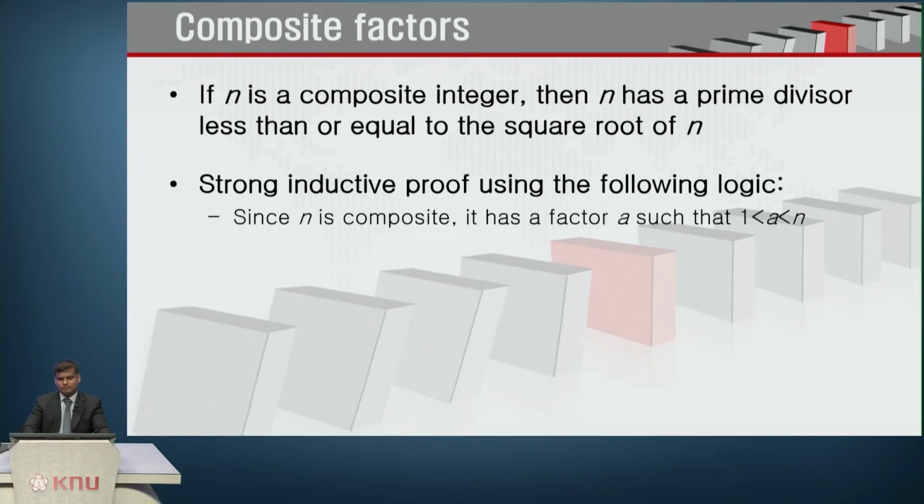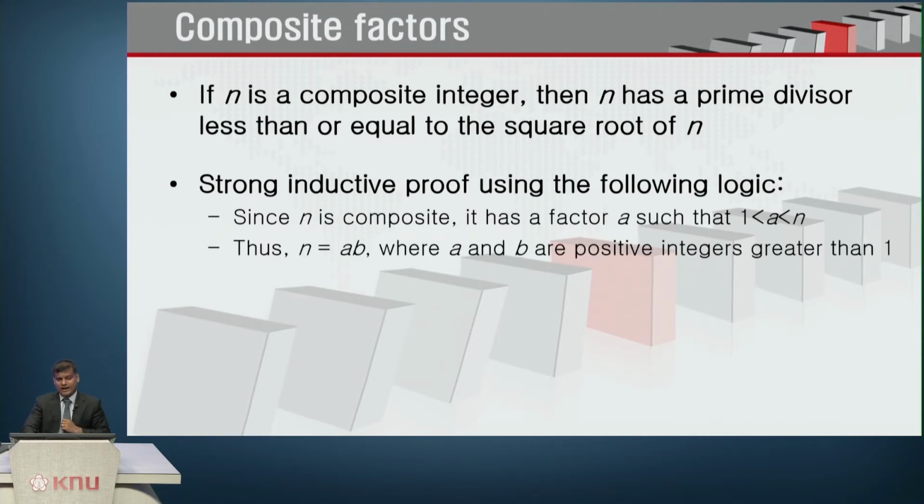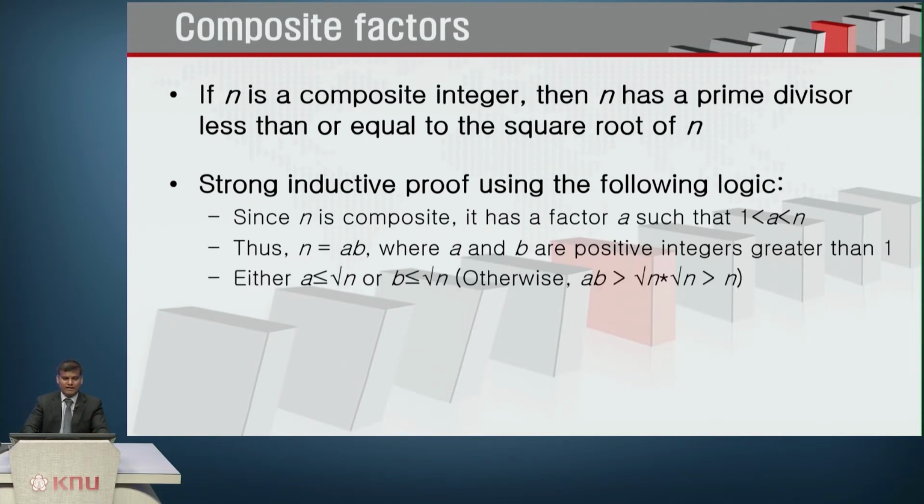If n is a composite, it has a factor a such that a lies between 1 and n, and thus n equals a times b, where a and b are positive integers greater than 1. In that case, either a is less than or equal to root n, or b is less than or equal to root n. Otherwise, a times b is greater than root n times root n, that is greater than n. Thus n has a divisor not exceeding root n.